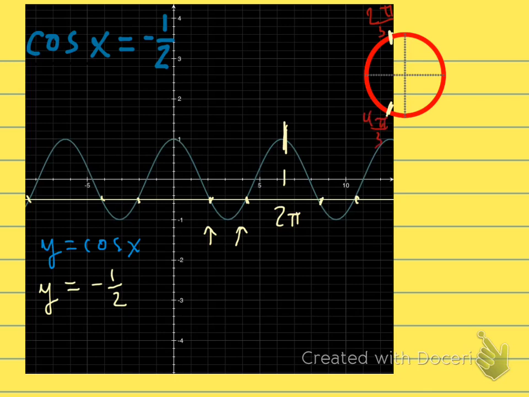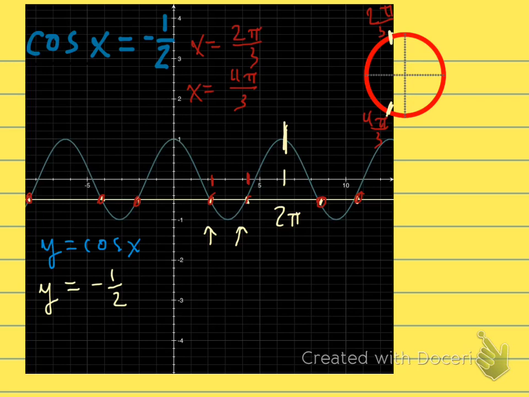And that's what these 2 points right here represent: the numbers 2 pi thirds and 4 pi thirds. So we could say then the solution to this is x equals 2 pi thirds and x equals 4 pi thirds. And we would have found the 2 numbers between 0 and 2 pi. But as you can see, there are all these other solutions here. So how do we account for them when we describe the solution to this equation?